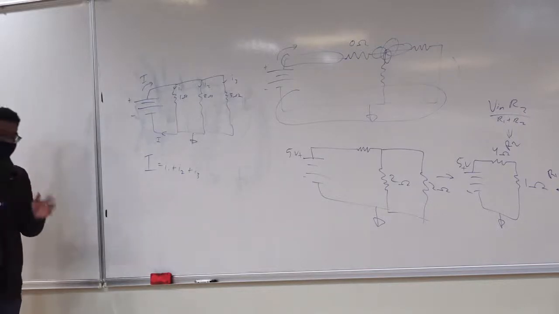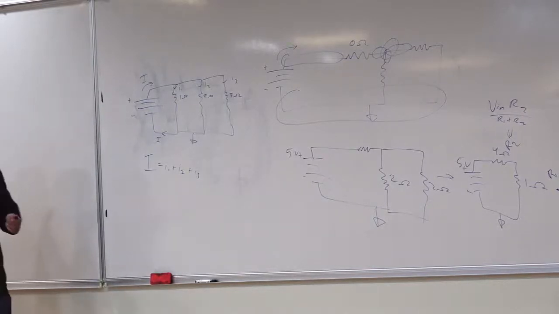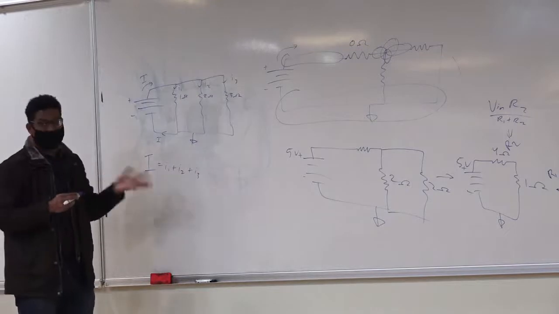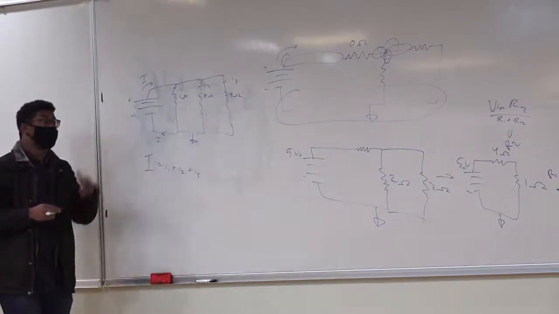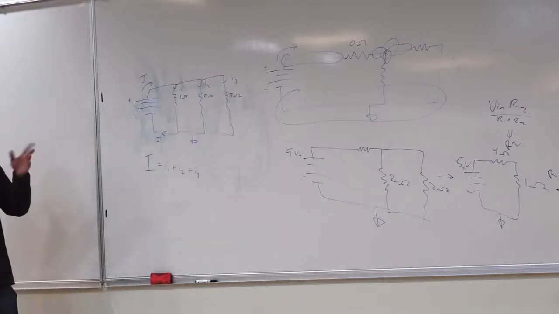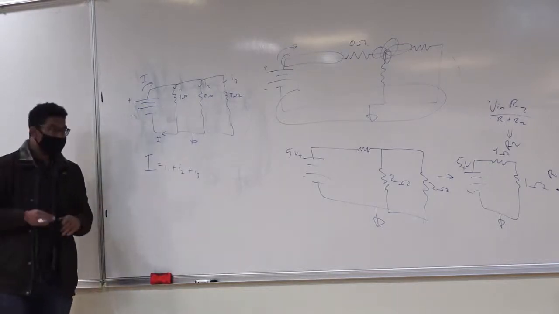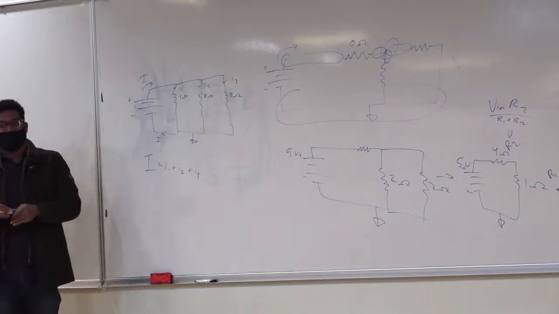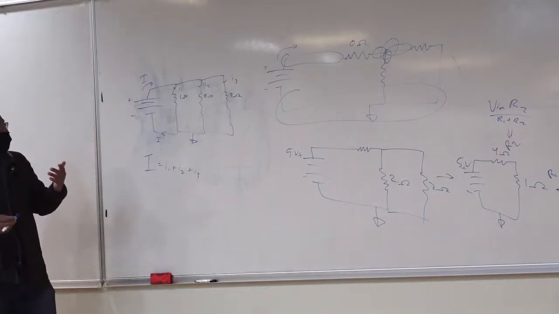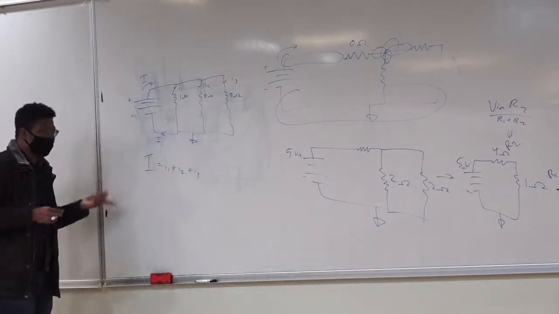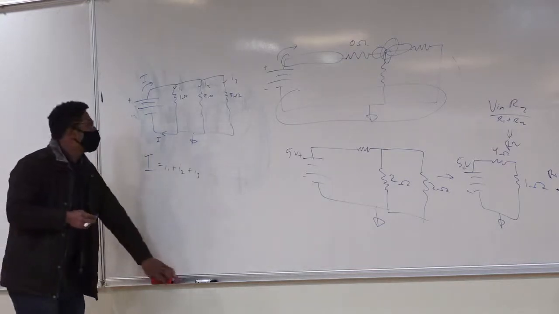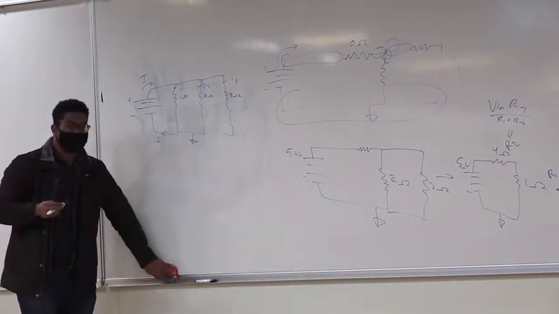Current wants to follow the path of least resistance. So it makes sense that the most current we're going to get is out of this branch because it has the least resistivity. Current is similar to water in that it will follow the least difficult path. So it's a weird situation where the math makes sense. It's just a little wonky.